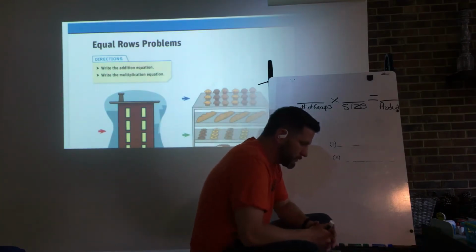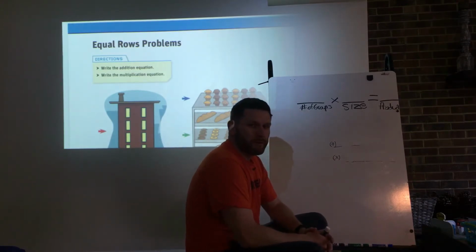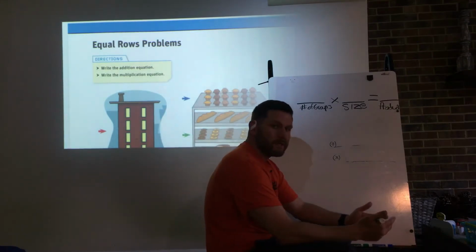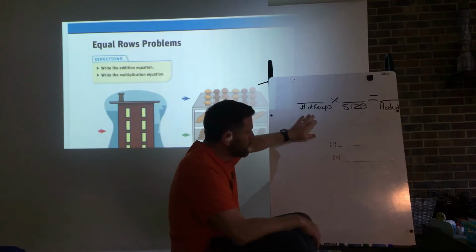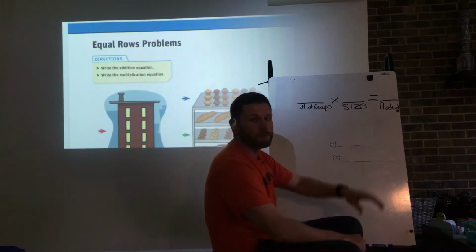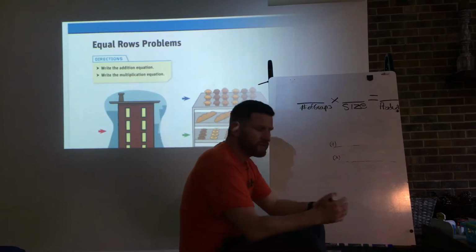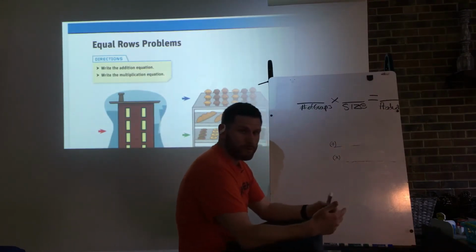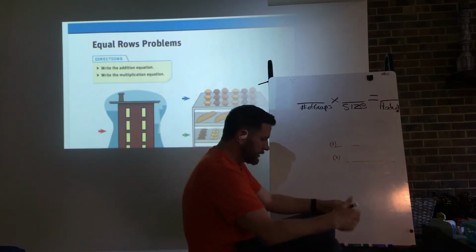Today, we're going to be doing something similar to what we've been doing, but we're just going to build onto it. What we're doing today is we're going to make equations based on equal rows. So we've been talking a lot about equal groups, so the number of groups, the size of groups. So now what we're going to talk about is equations with rows. So how many rows are there? How many are in each row?